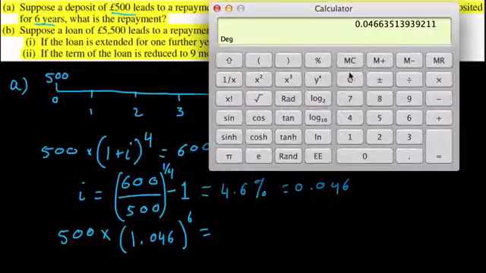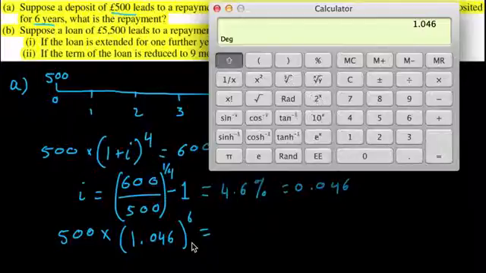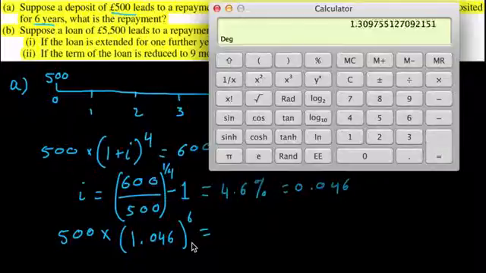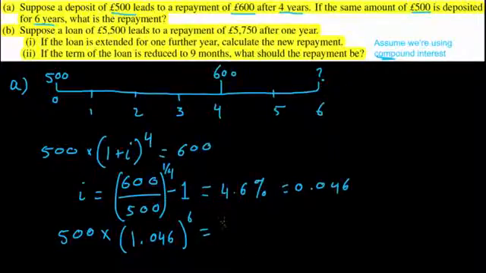So let's go back to the calculator and let's write down. I'll work with this inside bit first, just because I'm weird that way. 1.046 to the power of 6, and then we'll times that total amount by 500. So we get 654.88 pounds. Okay, very good.